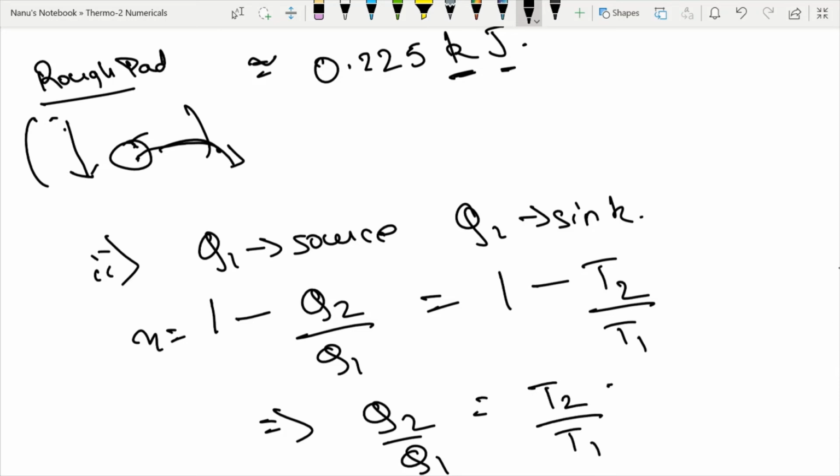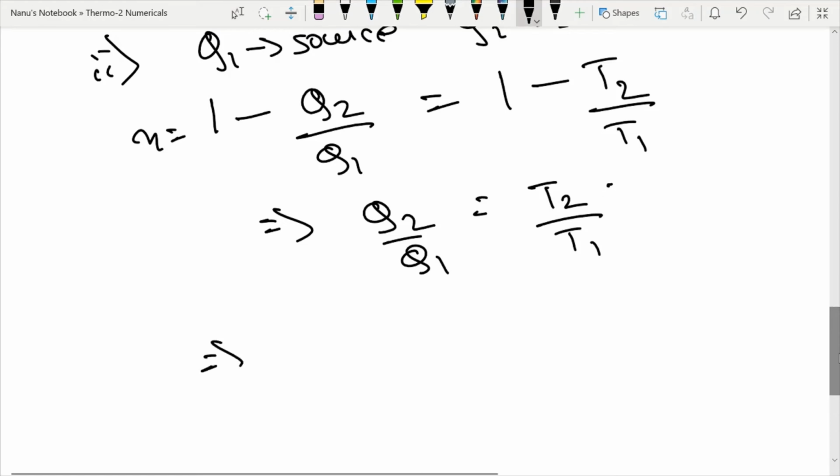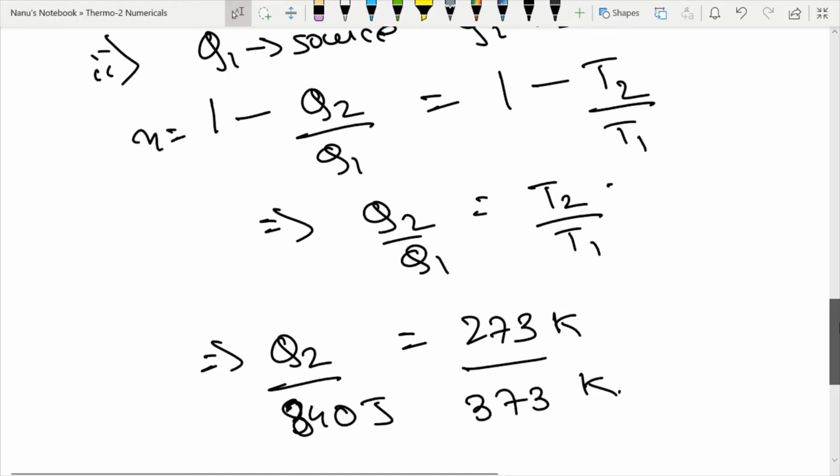We know T2 by T1, we know Q1, we don't know Q2, that is the heat rejected. So let us just put the formulas and check. It's so simple, right? Q1 is what? 340, sorry, it's 840 joules. Again making the same mistake. T2 was the sink, so T2 was 273 Kelvin. T1 is 373 Kelvin. So if you do this calculation, your Q2 should come around.